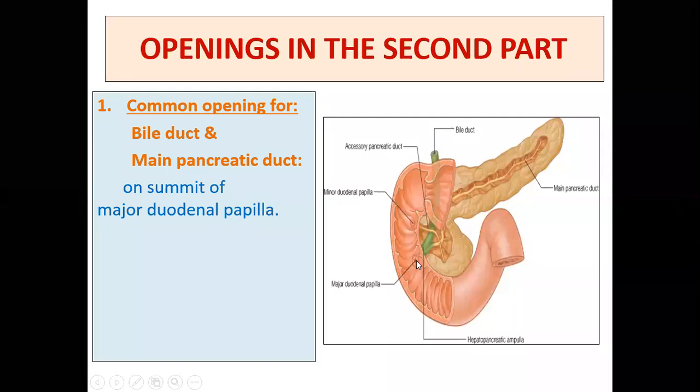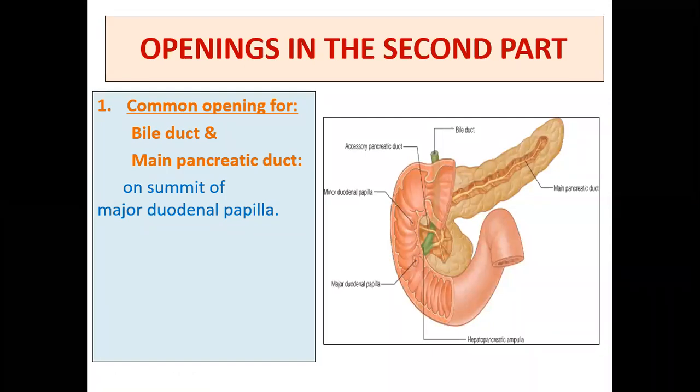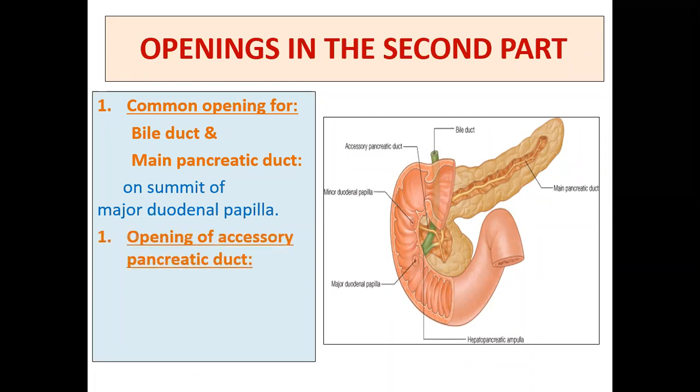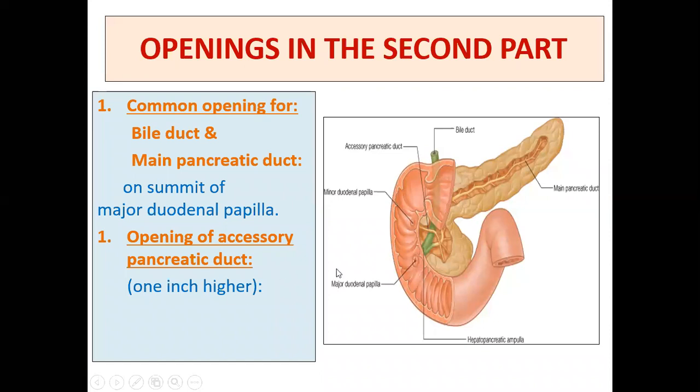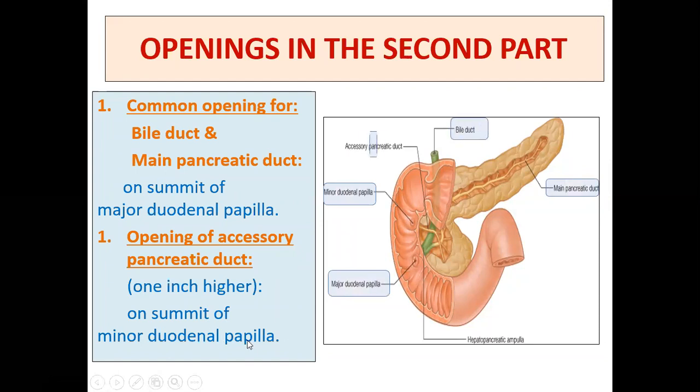This is called major because it is large, because there is one more smaller one. Above there is a smaller opening. This is called as the minor duodenal papilla. So major means large duodenal papilla. The pancreatic duct joins with the bile duct to open into the major duodenal papilla. There is a smaller duct, called the accessory pancreatic duct. This will open through the minor duodenal papilla, 1 inch above the major duodenal papilla.